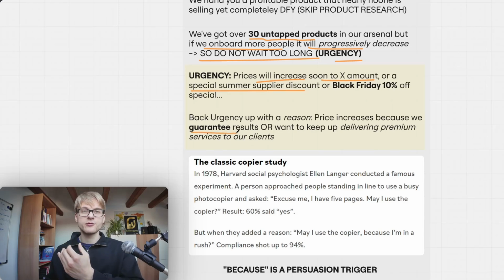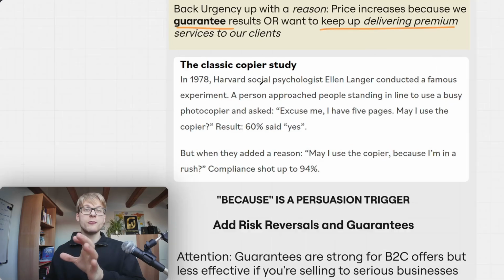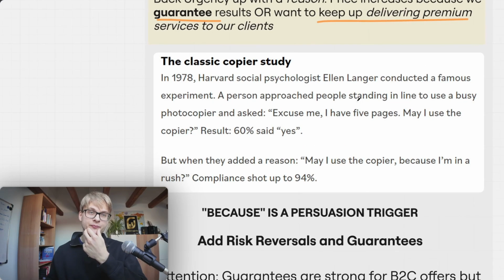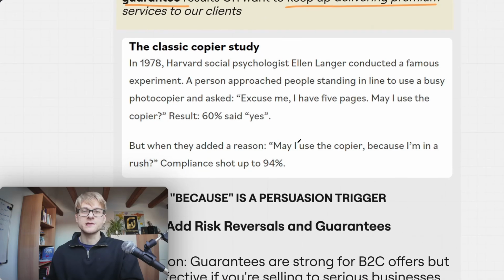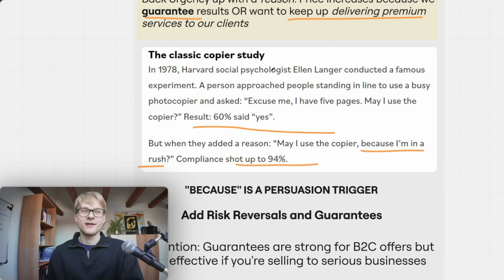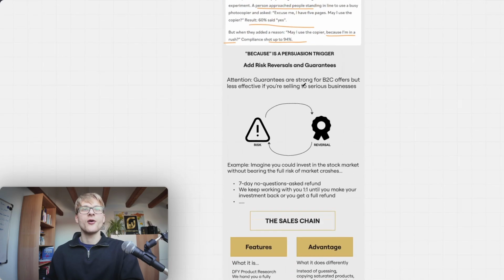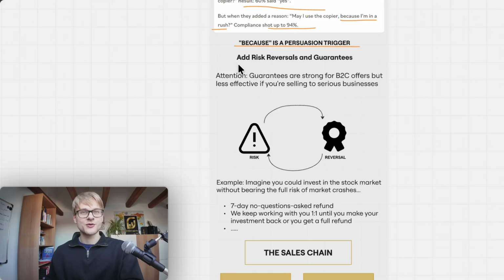For example, we want to guarantee results, or we want to keep up delivering premium services with clients. For example, when we look at the classic copier study here in Harvard, what happened there is when we actually gave a reason, something like, "May I use the copier because I'm in a rush?" just because I'm in a rush, led to a 34% higher compliance rate of people who actually let this guy use the copier despite a busy lane. Okay. Now, because it's this persuasion trigger, you always want to include it paired with guarantees.